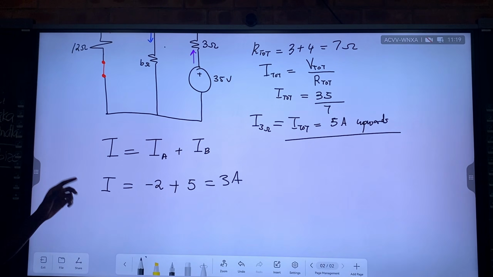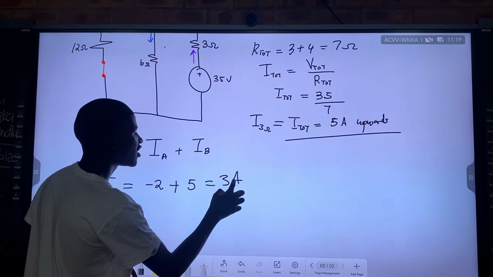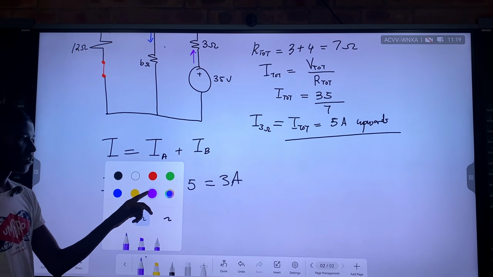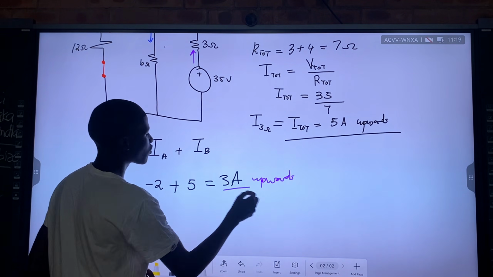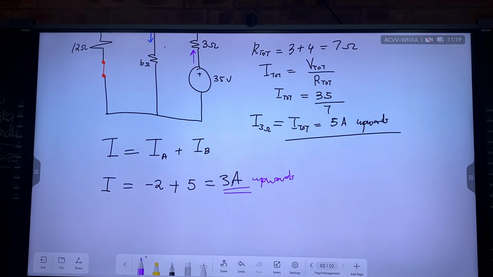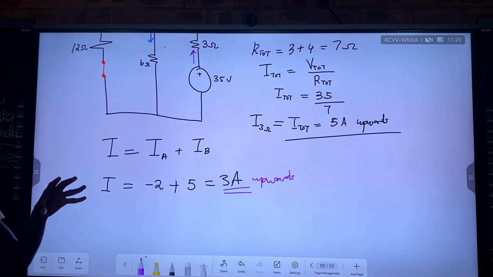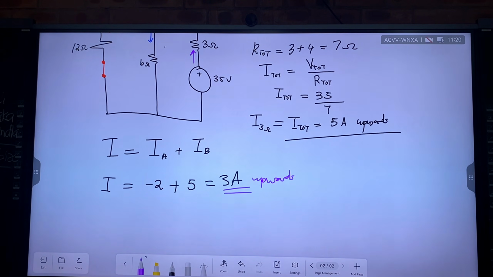So lo 3 amperes of current iyaphi njengoba sithole positive kanjeni? Up. Upwards. So this is the current through the what? Through the 3 ohms resistor. The total current due to both the effects. You can always confirm your answer using Kirchhoff's current law, Kirchhoff's voltage law. All of that, you can always use all of those principles to confirm. But this is how you find the answer.